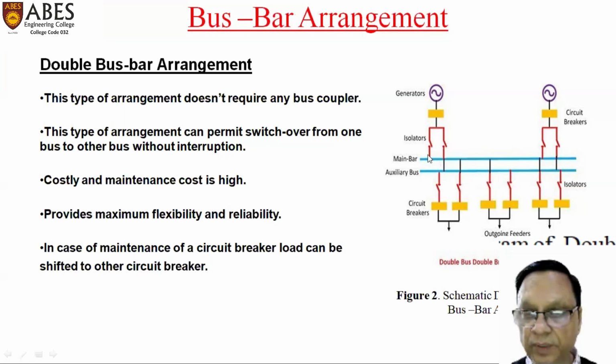Whatever the generating voltage is will be available at the main bar and auxiliary bus bar. Now this type of arrangement does not require any bus coupler. The bus coupler is basically an isolator between any two loads. I can create a bus coupler here also, here also. This type of arrangement can permit switchover from one bus to another bus without interruption, because if any fault occurs on the main bar, we can use the second bus for transmission of power. So there will be continuity of power flow from the generating side to the outgoing feeders.